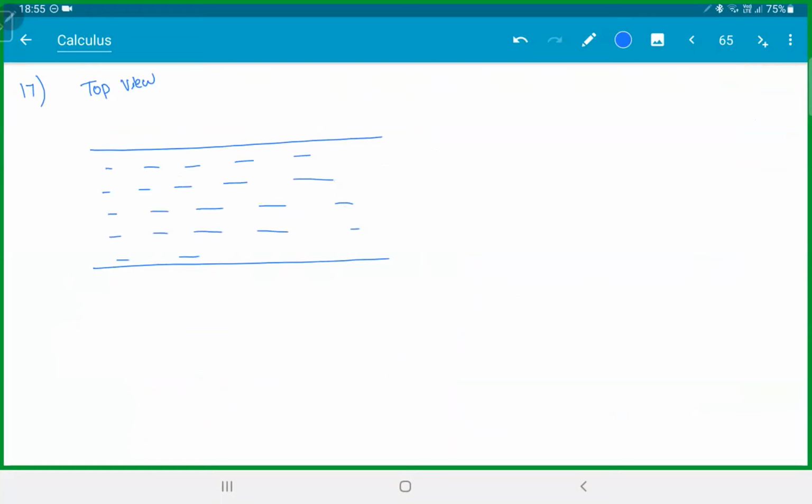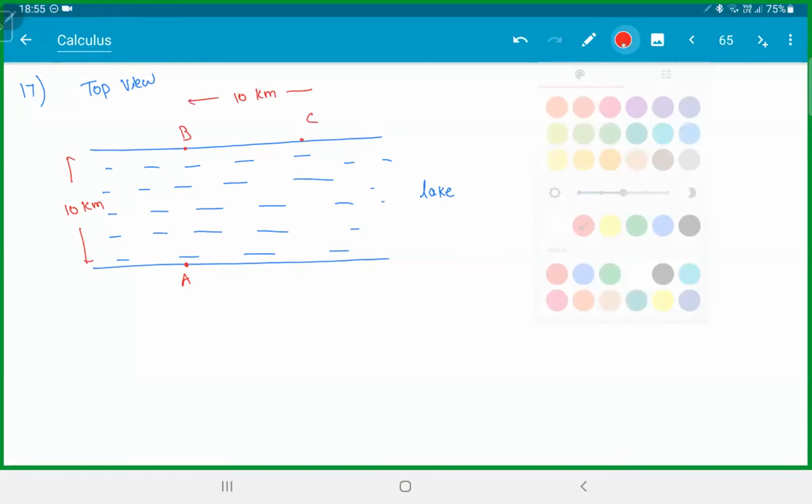17th one. Top view, as if you're seeing this from a drone. So we got a lake here. We got a point A here, a point B here, a point C here. This is 10 kilometers, the width of the lake. BC is also 10 kilometers. And here we have a man.